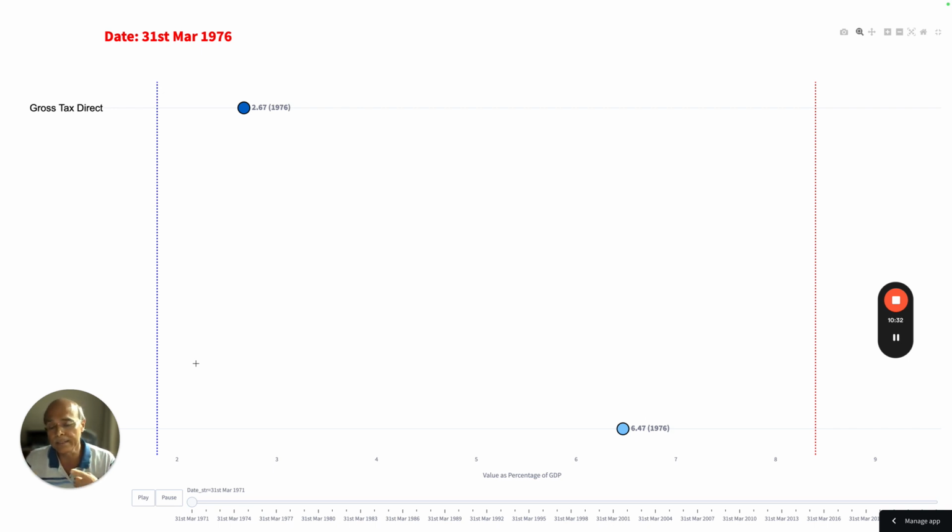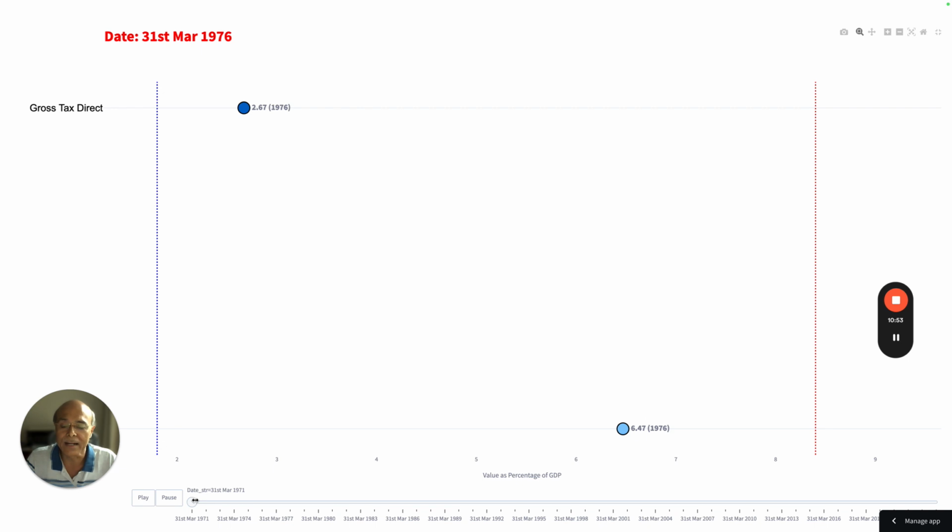But if you are collecting more direct taxes, then you are basically charging those people who actually are earning more, and they are paying a proportionate amount of their earnings as taxes. So, in an economy, direct taxes should be a larger proportion than the indirect taxes. That's how the health of the economy is seen.